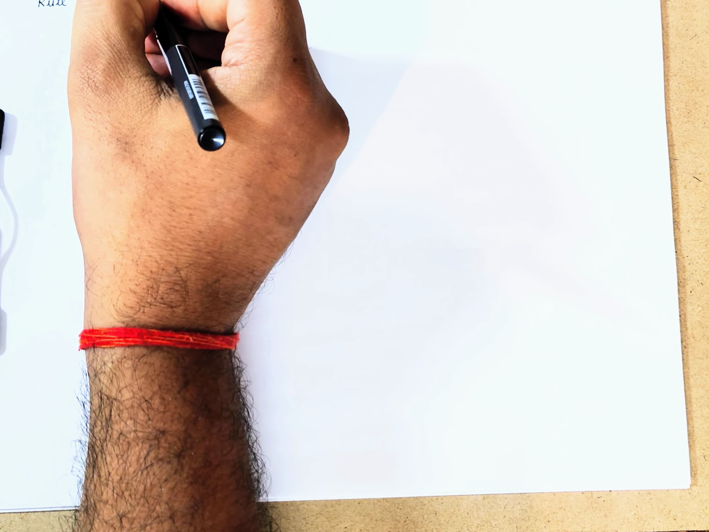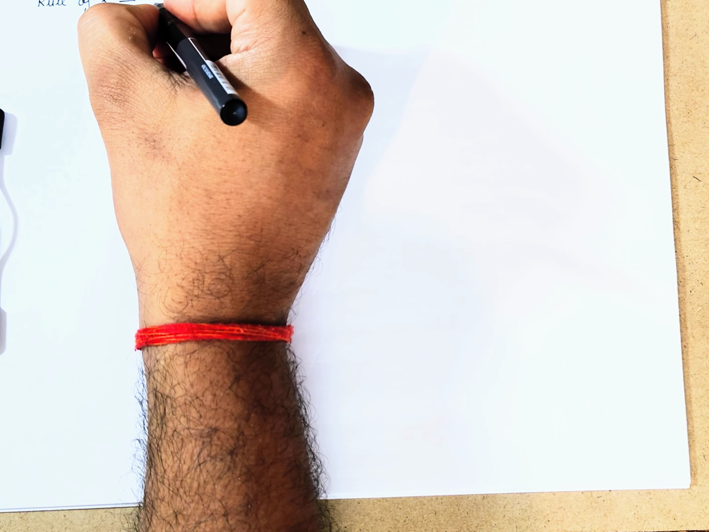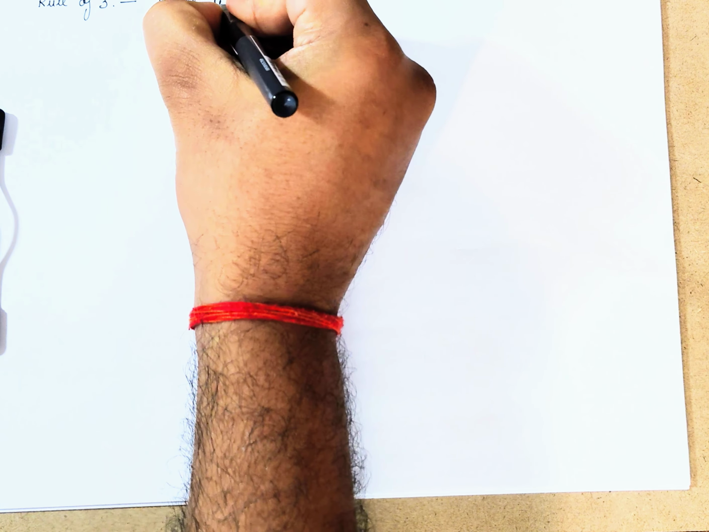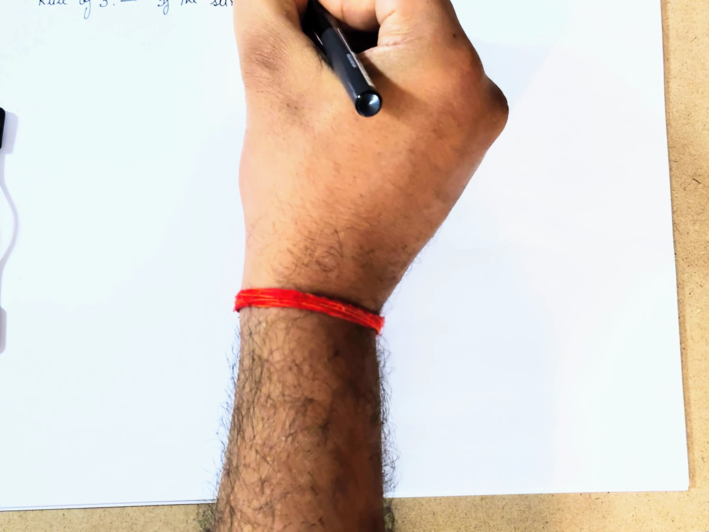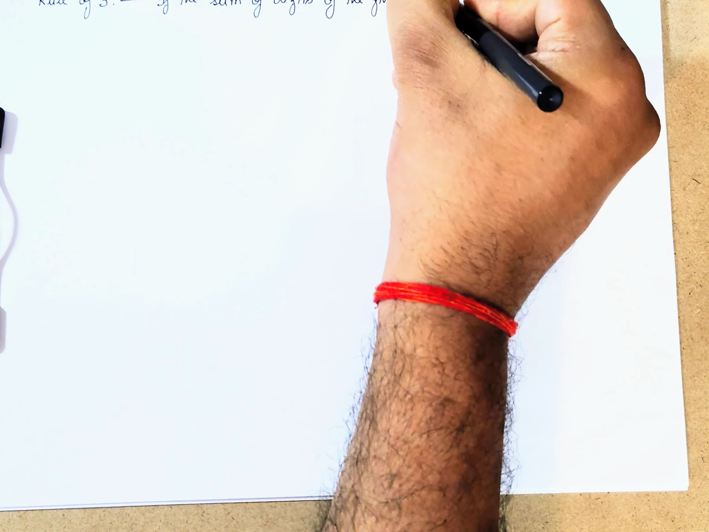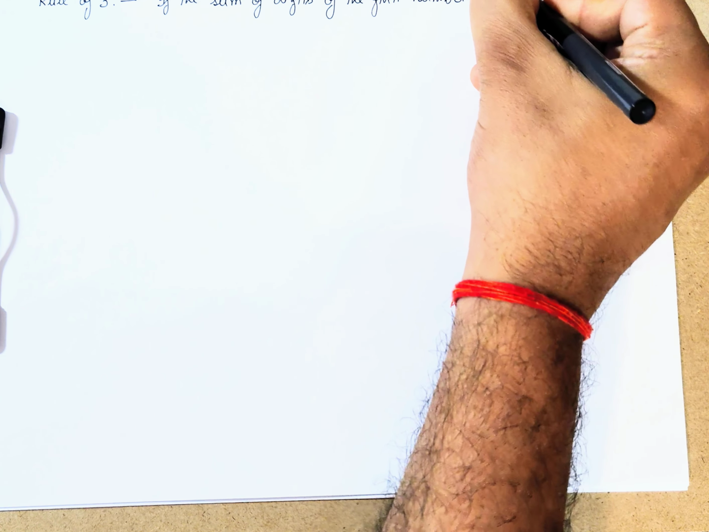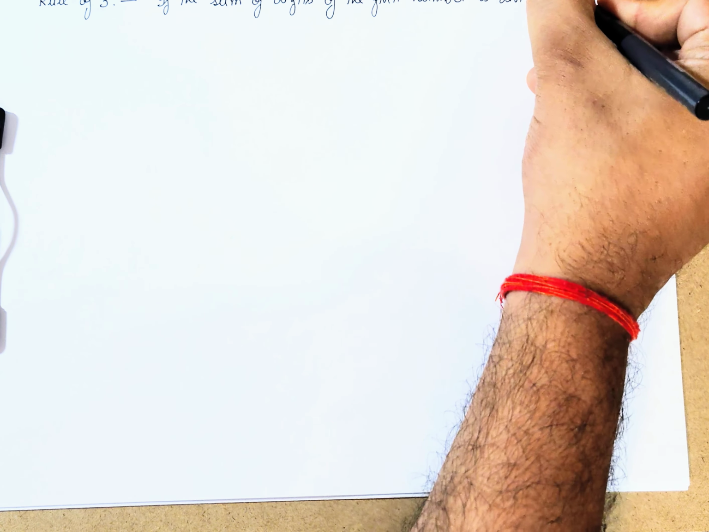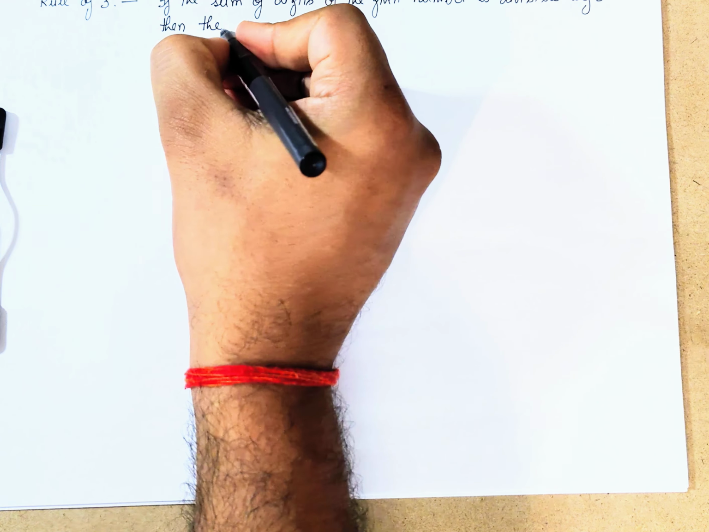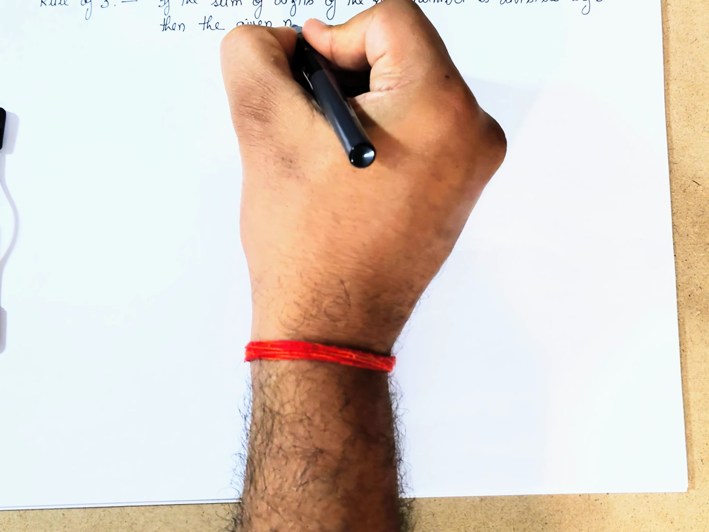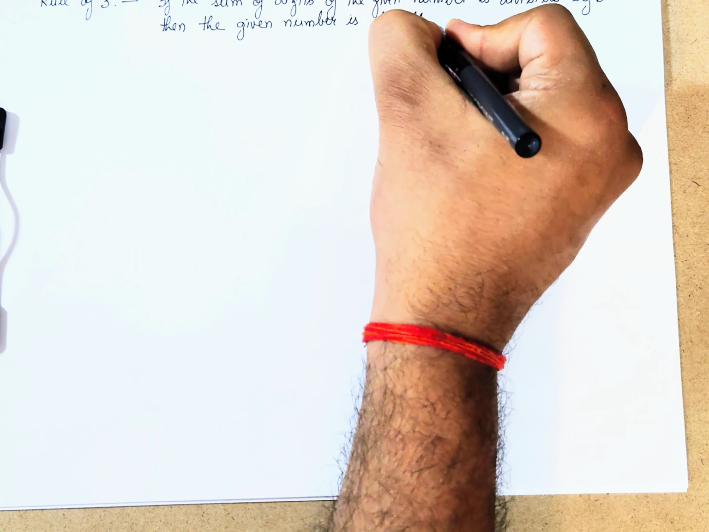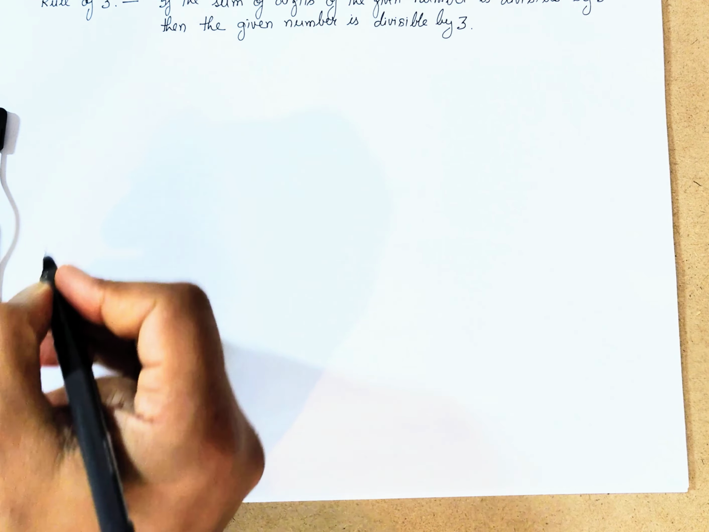So rule of 3 is very easy. If the sum of the digits of the given number is divisible by 3, then the given number is divisible by 3. Okay, let us take one example.